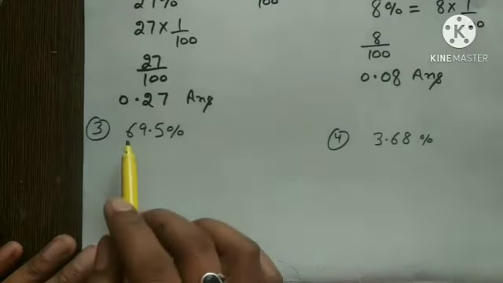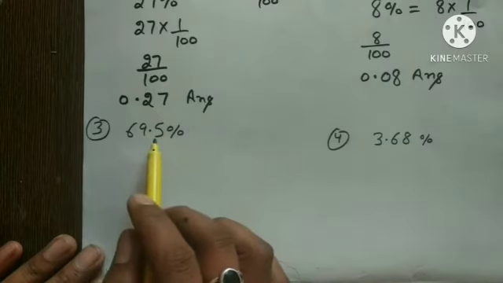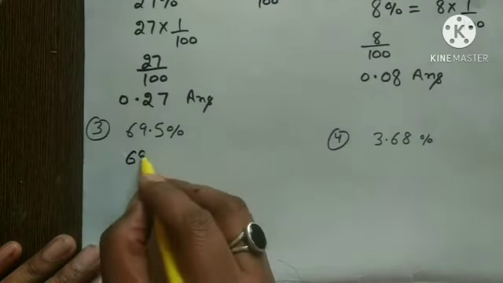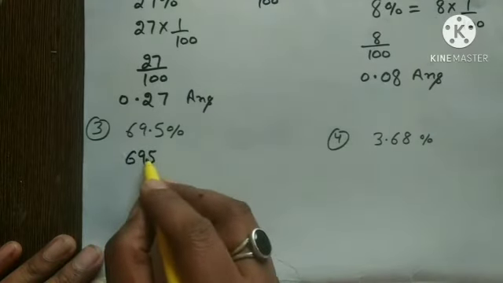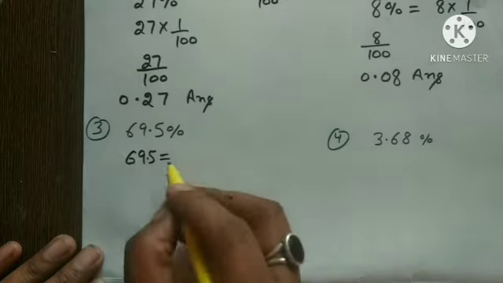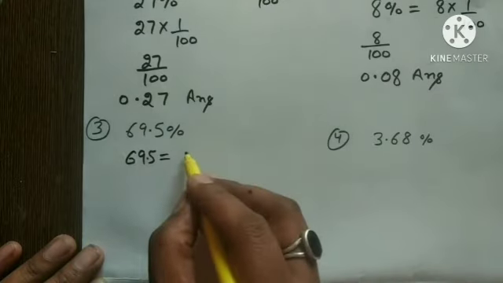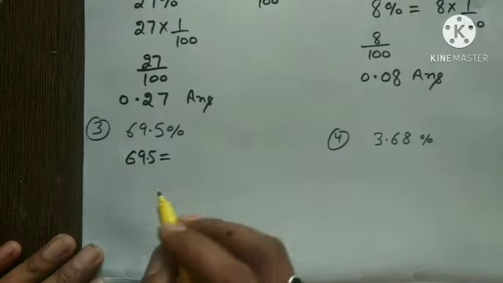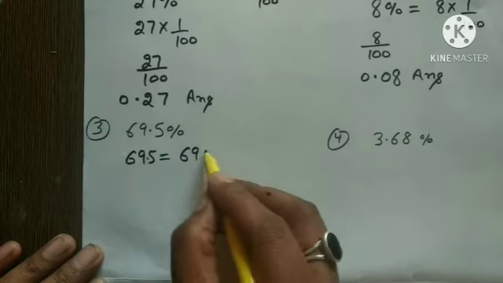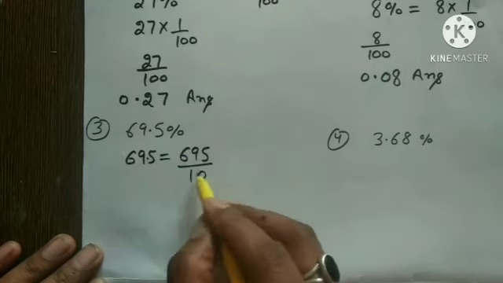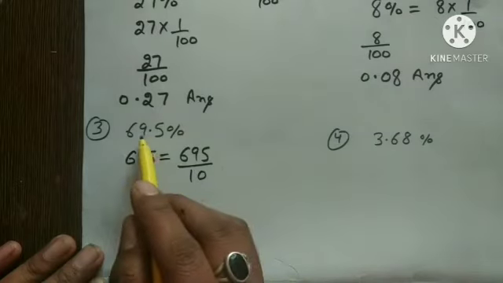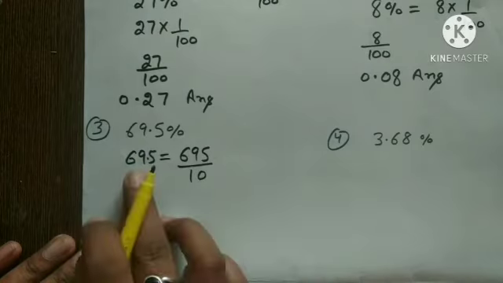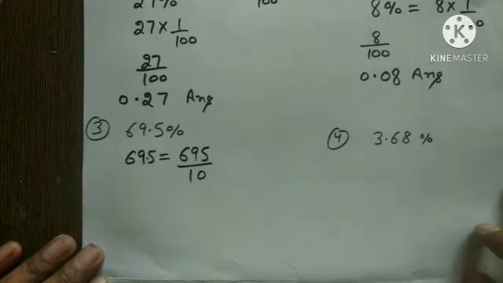Now you will see that this is a number in which decimal is already involved. So first of all you will convert this 69.5 to a simple fraction as a decimal fraction. So you see how many digits are there after the decimal. Only one digit is there. So you can write 695 over 10. Okay. Now the meaning of 69.5 is 695 over 10. This is a decimal number and I have converted this to decimal fraction.